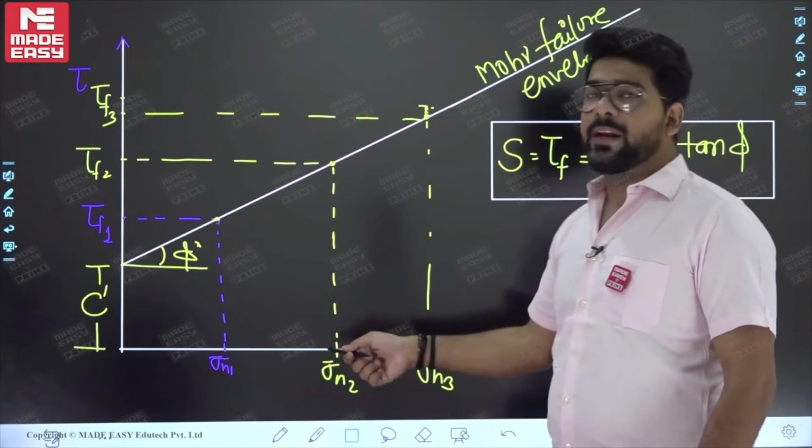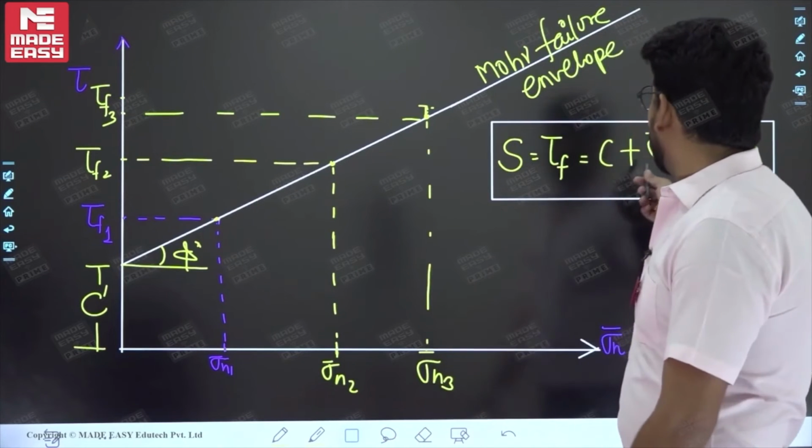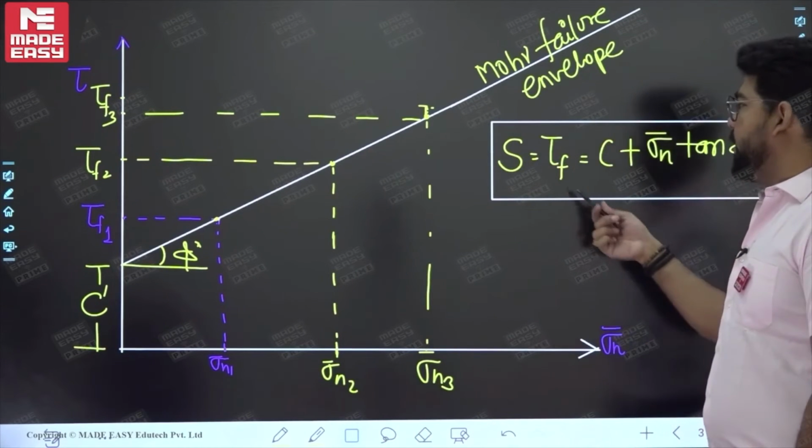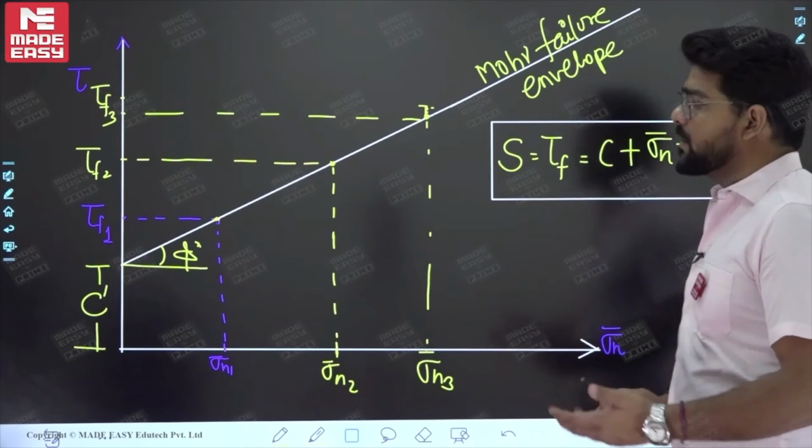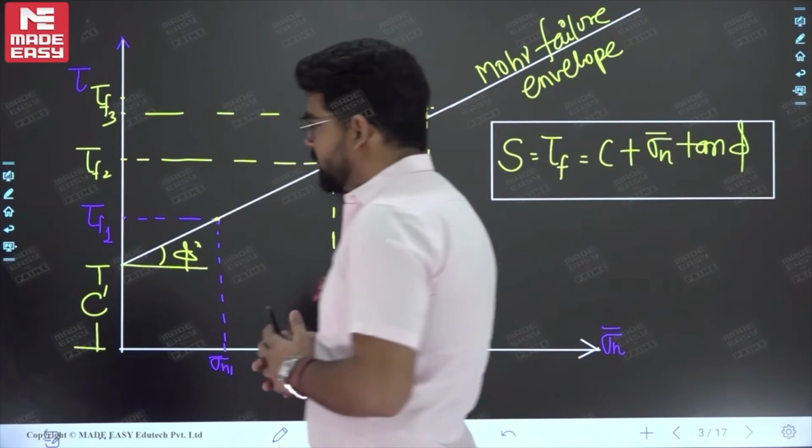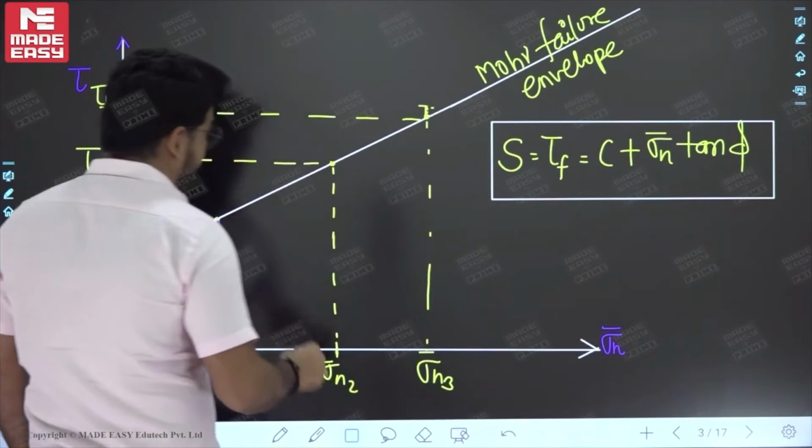So you can take any 2 points over here. Corresponding to 2 sigma n, there will be 2 equations of tau f, and then we can solve for C and phi. So this is what? This is the triaxial shear test, direct shear test.